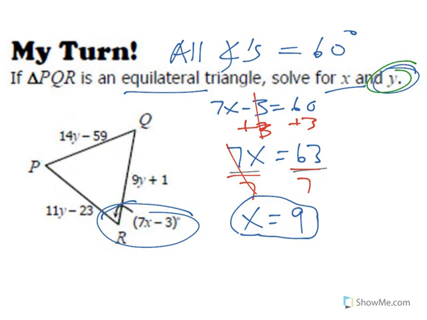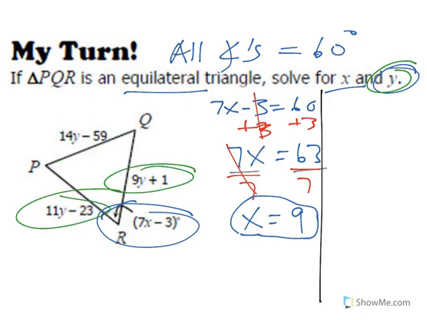So all I really have to do then, I'm just going to create a little space here, is just set two of these sides equal to one another. So I'm just going to choose this side and this side. I could have chosen this as well, but the ones I circled are the ones I'm going to use. So I'm going to say 9y plus 1 equals 11y minus 23.